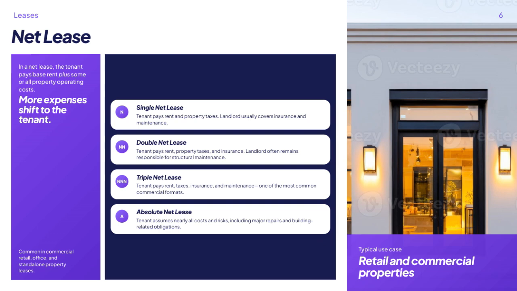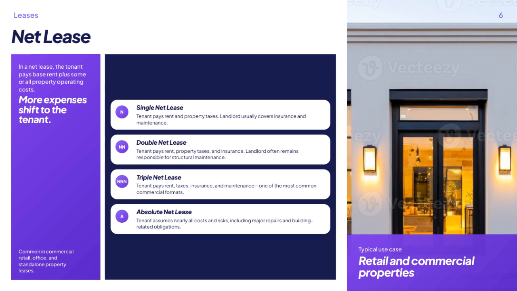Then we have the triple net lease, known as NNN, which is one of the most common formats in commercial leasing. Here, the tenant covers rent, taxes, insurance, and maintenance costs. This arrangement transfers most operating expenses to the tenant.